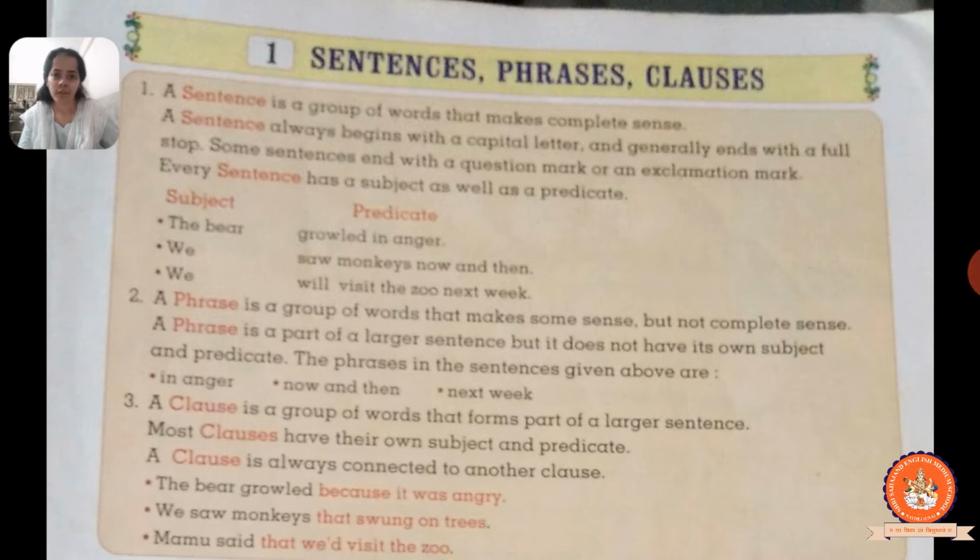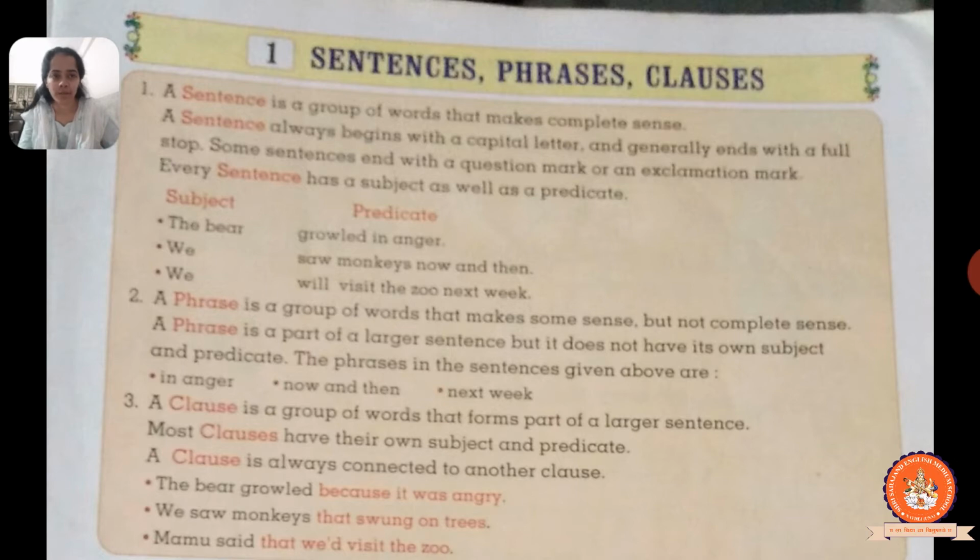So students, today we are going to learn our new grammar chapter, and the name is sentences, phrases and clauses. The first point: a sentence is a group of words that makes a complete sense. So, what is a sentence? A sentence is nothing but a group of words. It is not a single word, but a group of words that gives you some complete sense, that gives you some complete meaning.